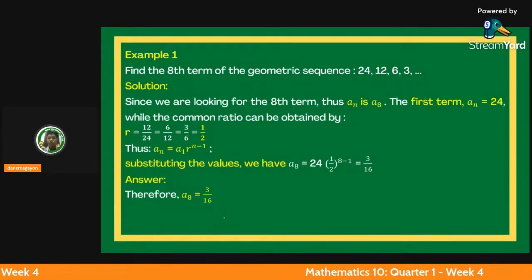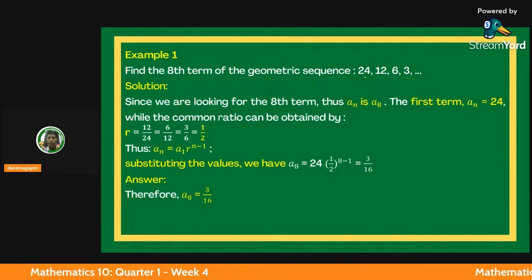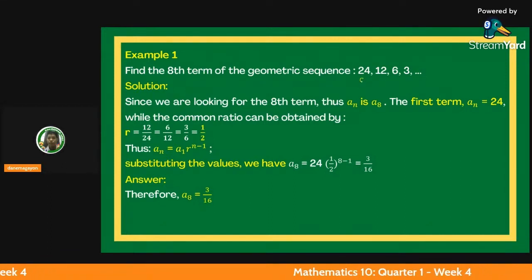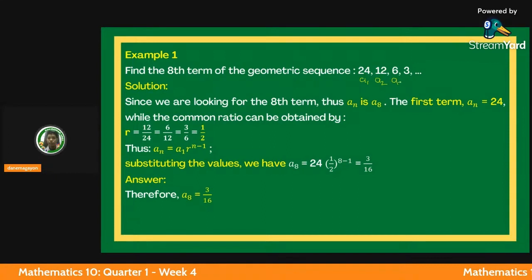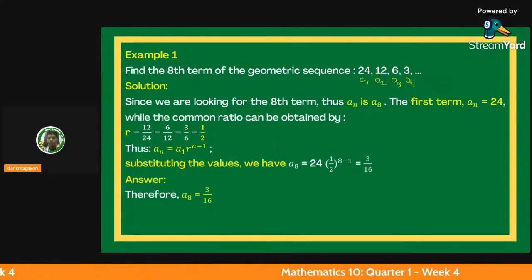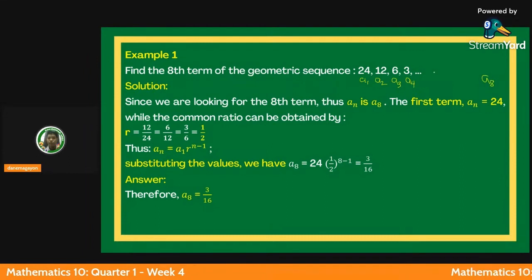So, for example, dito tayo sa example number 1. So, find the 8th term of the geometric sequence, 24, 12, 6, and then we have 3. So, yung 24 is our first term. Yung 12 is our second term. Yung 6 is our third term. And then yung 3 is our fourth term. Ang kailangan natin ma-determine is the value of a sub 8.